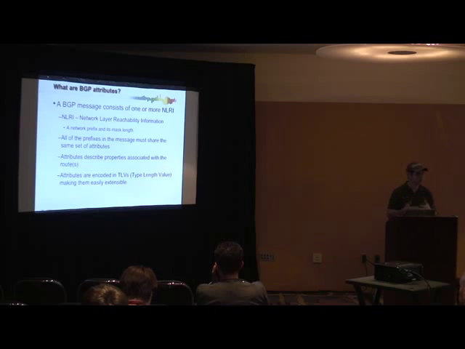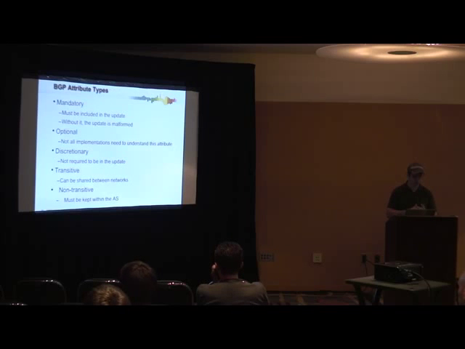When you send an update or a withdrawal or a BGP message, all of the prefixes in that message must share the same set of attributes. And the attributes are properties that describe the route or routes. And those attributes are encoded in a TLV, type length value, which makes it easily extensible. So you just specify that the attribute you're adding is of this type, it is this long, and this is the value. So if you wanted to add a new TLV type, it's fairly easy to do.